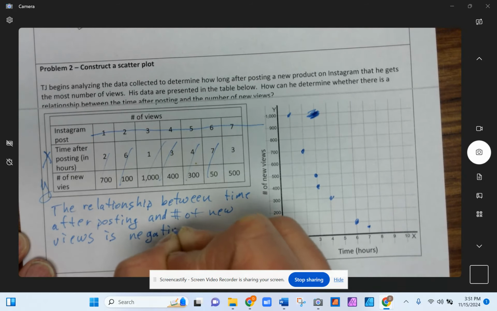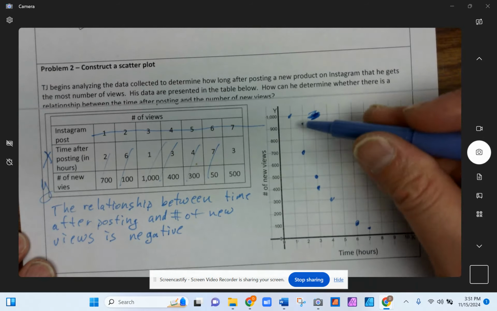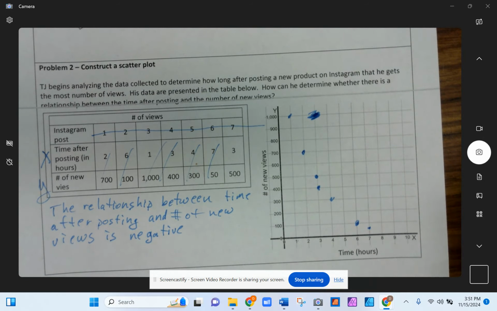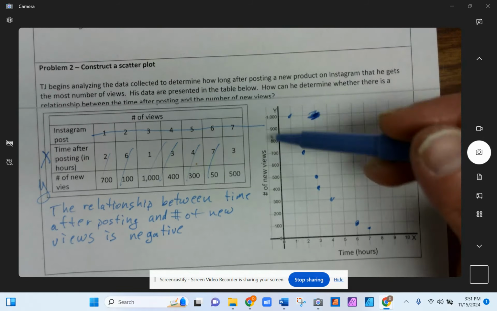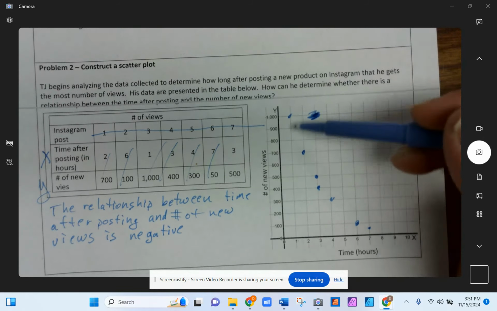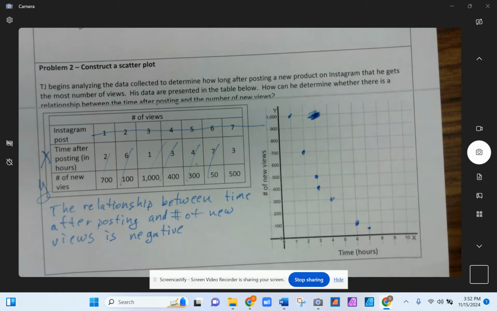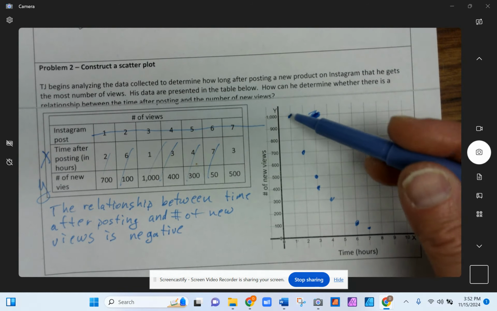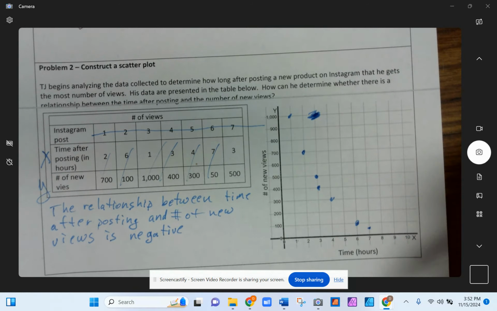Okay. So as time goes on, the number of new views decreases. So he gets the most bang for his buck right after he posts it, right? That's where he got the highest number of new views, after that hour. Okay. That's how you analyze this data.